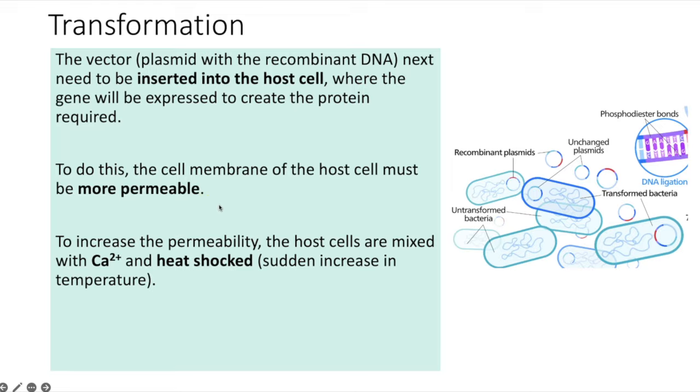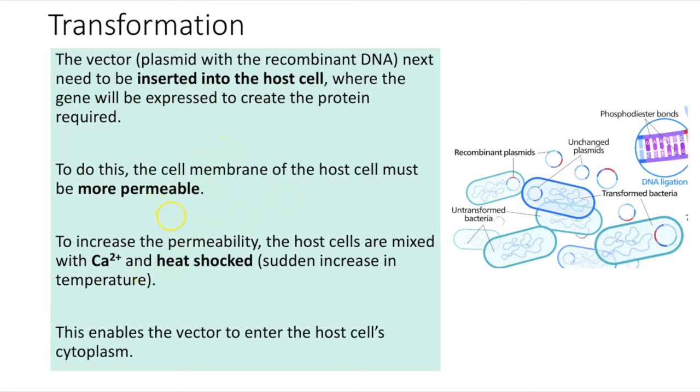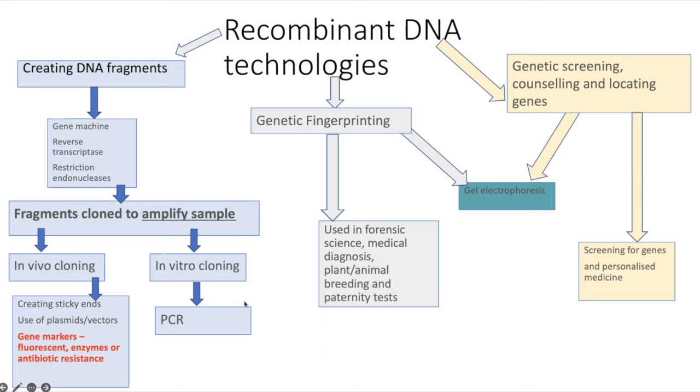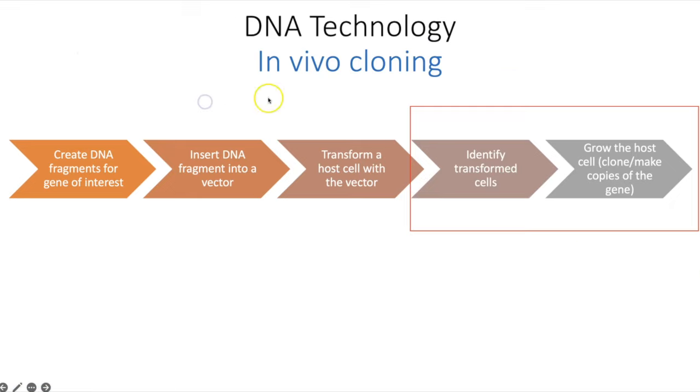So to increase the permeability of that membrane to get the vector in, the host cells are mixed with calcium ions and heat shocked, which means a sudden increase in temperature. And that should enable the vector to enter the host cell cytoplasm. So that has now got the isolated DNA fragment into a vector and then into the host cell. But we do have to check that the host has definitely taken up a recombinant plasmid. So that's the next step in the process, identifying transformed cells, which means identifying cells that have taken up the recombinant plasmid.